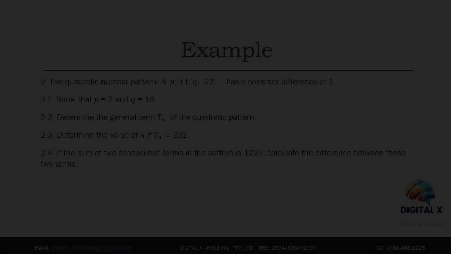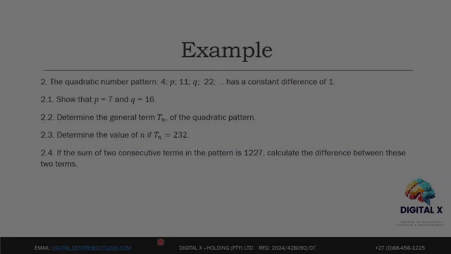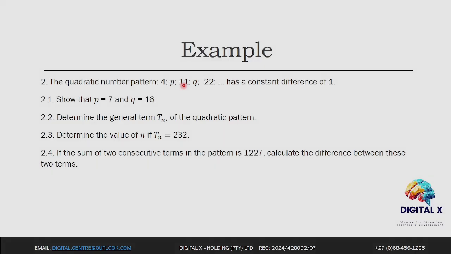So I want us to look at the next example on quadratic number patterns. Here we are given the following number pattern: 4 being the first term, P, second term, 11, Q, 22. And we are told that it has a constant second difference of 1. Question 2.1 says we must show that the value of P is 7 and the value of Q is 16. And secondly, 2.2 says we should determine the general term, Tn, of the quadratic pattern.